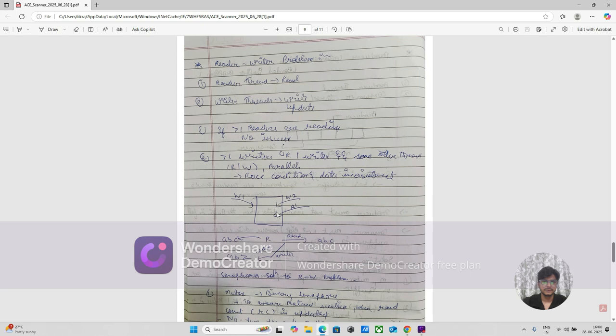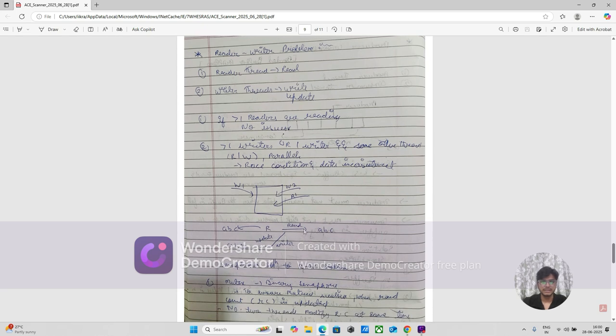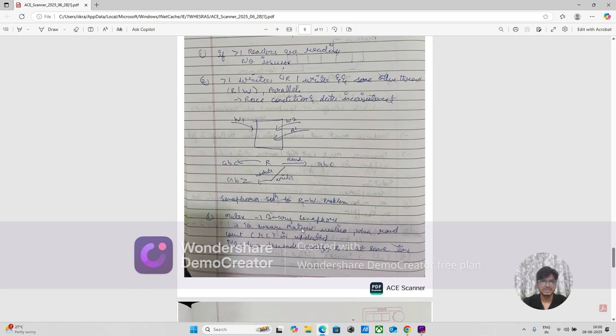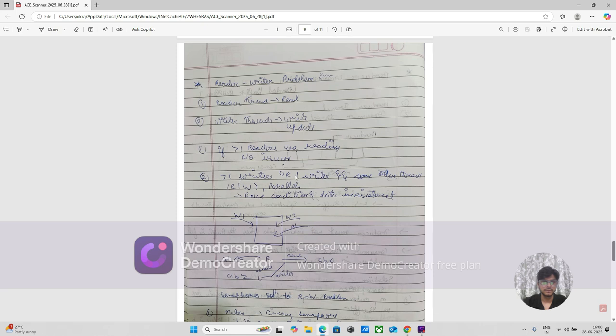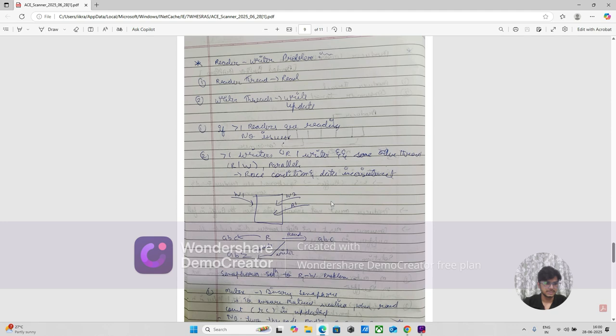Because if a writer is writing something like ABC, and you are reading at the same time, but after 2 minutes the writer updates something, you can read invalid data. That's why when a writer is working, writer 2 and readers 1 and 2 cannot enter that critical section. If one or more readers are reading, there is no issue. But if one writer and some other threads run in parallel, a race condition and data inconsistency will happen.